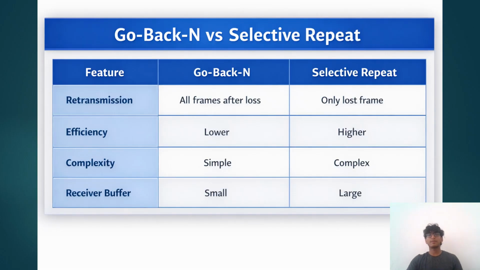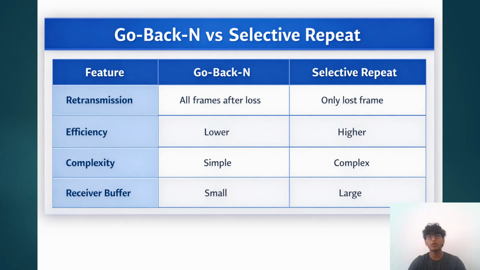This is the difference between Go-Back-N and Selective Repeat. As we can see, for the retransmission feature, Go-Back-N ARQ retransmits all the frames after the loss, whereas Selective Repeat only retransmits the lost frame.